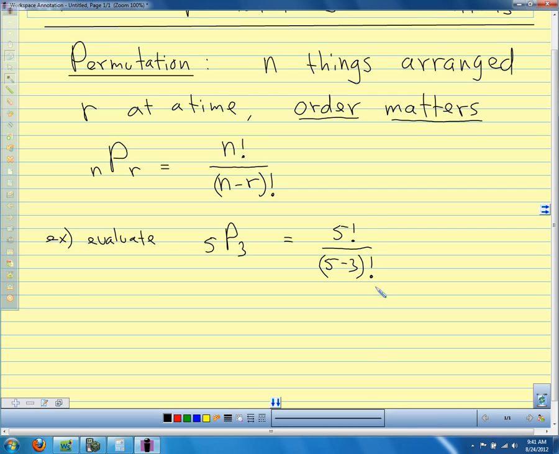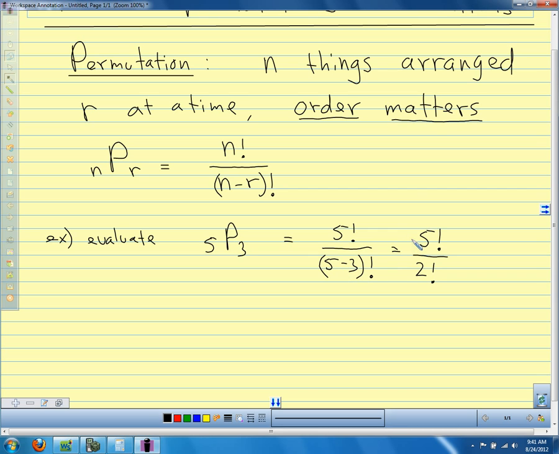Are you like distributing the factorial? No. We do the parentheses first. And then we do the factorial. So we can't distribute, that's a good question. We cannot distribute the factorial. So we do the parentheses first. So if I rewrote this, this would be 5 factorial divided by 2 factorial. So whatever's in parentheses, we do that first.